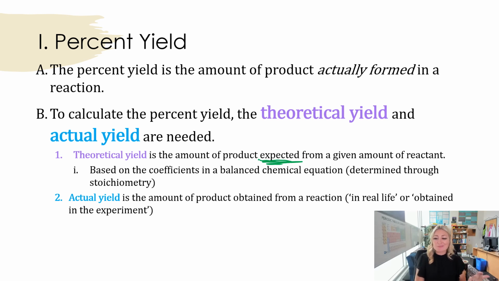If I'm starting with this reactant, how much product can I form? Notice the change in substance means you have a mole ratio. That is all stoichiometry is. The actual yield is the amount of product obtained from a reaction. Think about the amount you actually get in real life or what's obtained through the experiment.